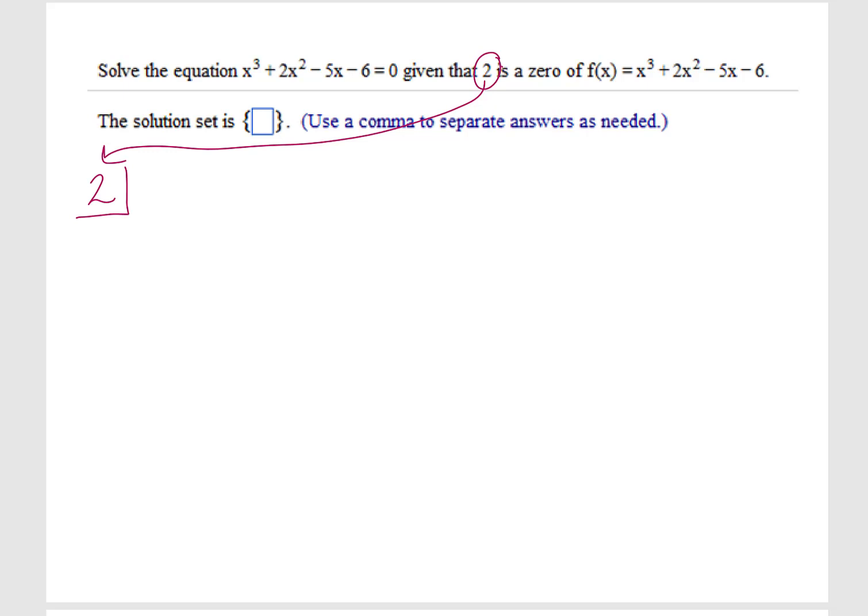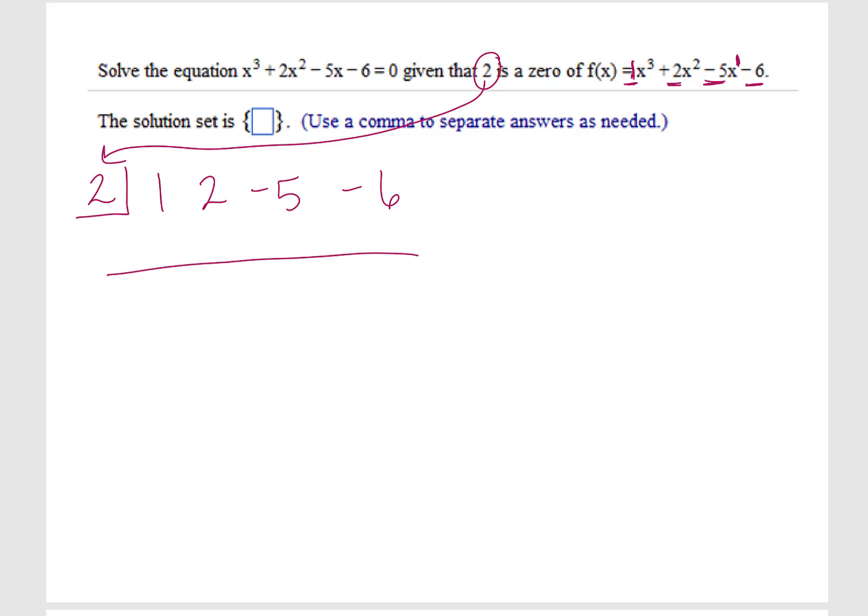And then I do what I did before. I take my function and I look at the powers. They're in descending order. So 3, 2, 1, and none. And I'm like, okay, they're in descending order. There's none missing, so I can go ahead and take the coefficients. 1, 2, -5, and -6.